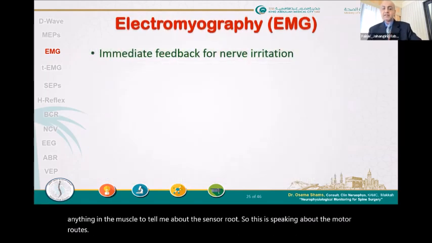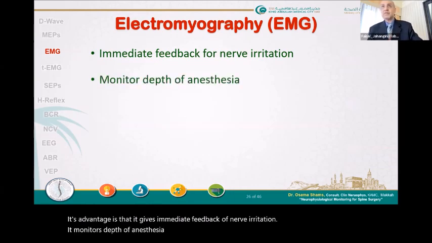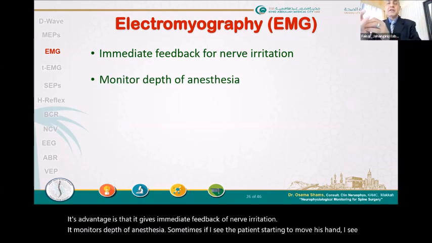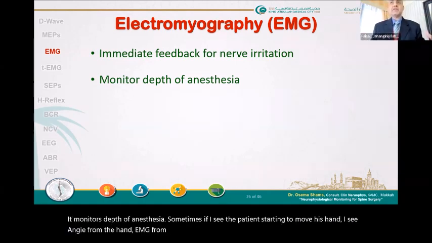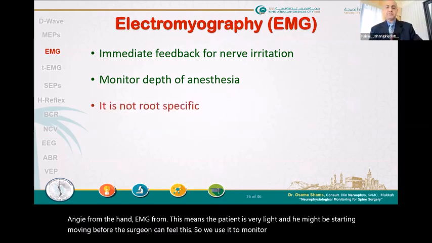Its advantage is that it gives immediate feedback of nerve irritation. It monitors depth of anesthesia. Sometimes if I see the patient starting to move his hand, I see EMG from the hand, EMG from the leg. This means the patient is very light and he might start moving before the surgeon can feel this. So we use it to monitor depth of anesthesia sometimes.